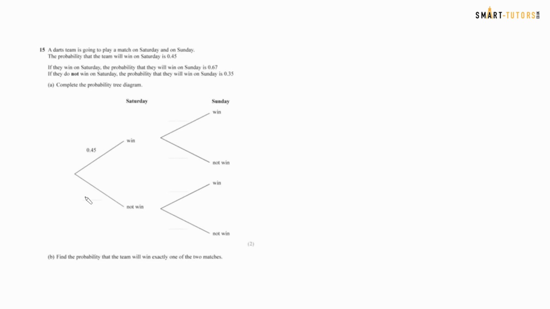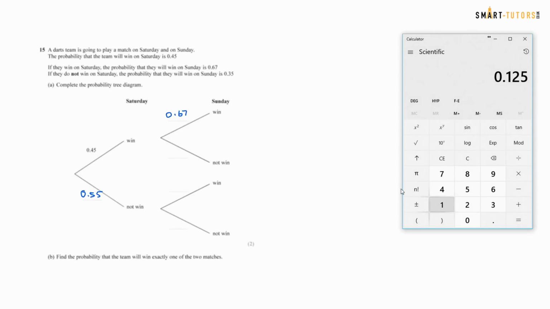So 0.45 win, so that means 0.55 is not to win. If they win on Saturday, the probability they will win on Sunday is 0.67. So straightforward, 0.67. And just to make sure you do your mental maths correctly, use the calculator in case I make any mistakes. 0.33, and this branch together is 1.